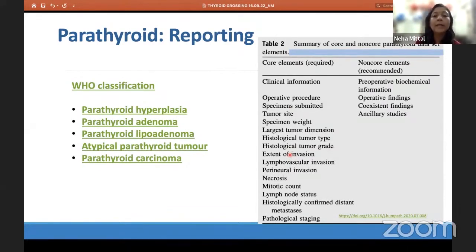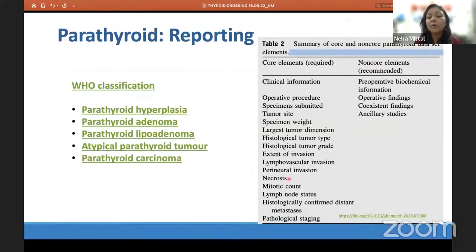It may be thyroid, it may be extrathyroidal, it may be fat. Only invasion of the extra parathyroid tissue is important. Capsular invasion is not taken as a feature of malignancy in parathyroid tumors. But in lymphovascular invasion, you have to document both of them separately, lymphatic invasion as well as vascular invasion within the tumor capsule or outside the tumor capsule. Necrosis, mitotic count, lymph nodes if present, and then again histologically confirmed distant metastasis and pathological staging.